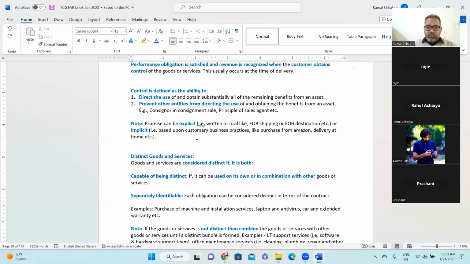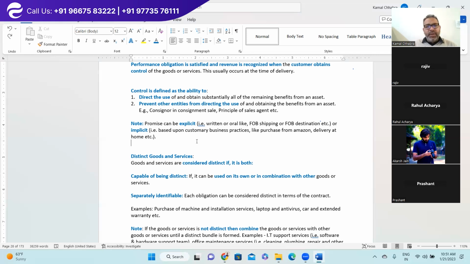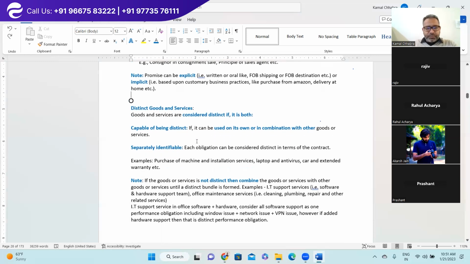Yes, sir. Same way, there are so many industry practices or customary practices that can be considered as implied, right? So a promise can be explicit or it can be implied. Both are being considered as a performance obligation. Now coming to distinct goods and services, which we were discussing.